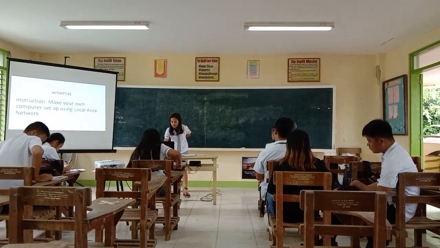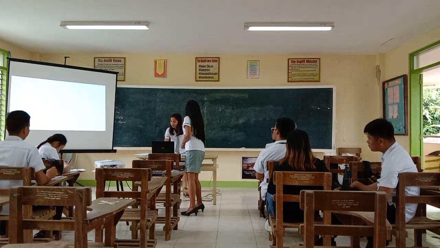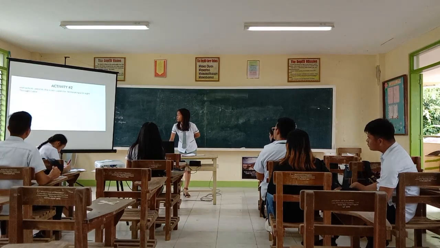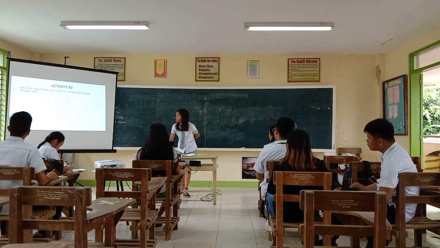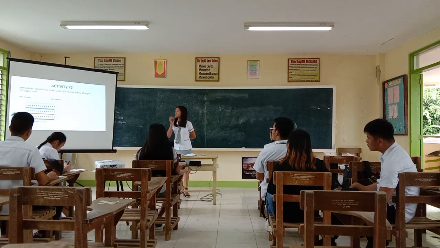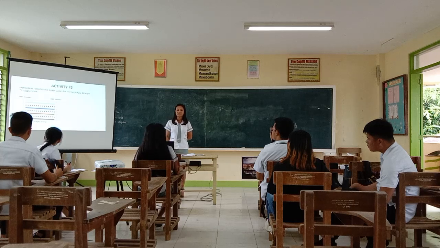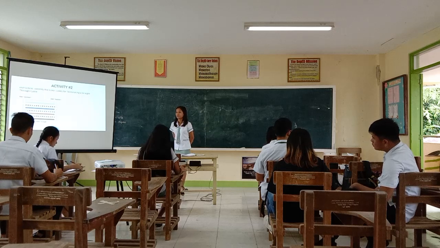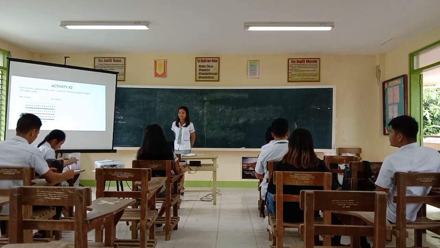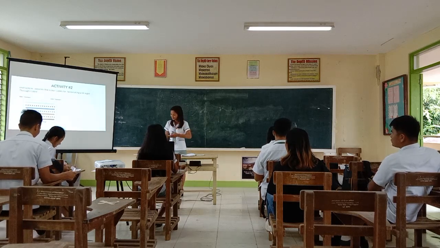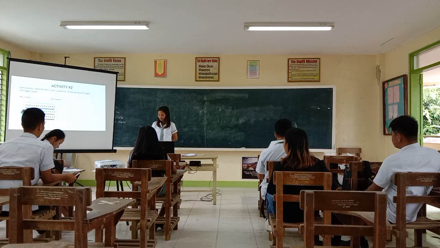Okay, for your next activity, instruction: Identify the color codes for terminating a straight through cable. Identify the colors. Green, orange, orange. Get one fourth sheet of paper.